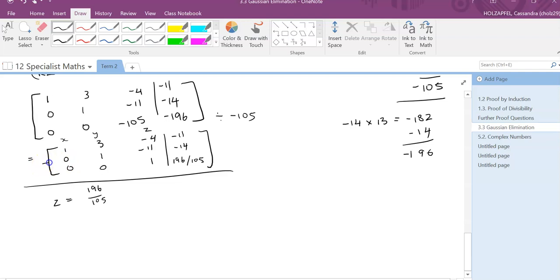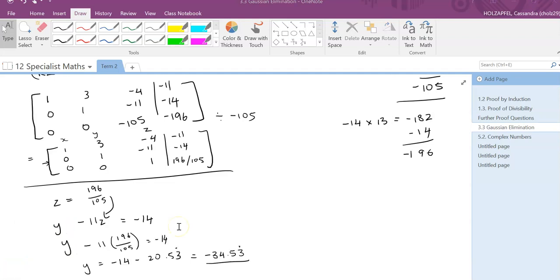Now if I go back to this second equation, I've got 0 lots of x plus 1 lot of y minus 11 lots of z, and that's going to be equal to negative 14. Now, since we know the value for z here, we can substitute in, and then we can rearrange to find y. So I'm just going to do that now off screen. Right, substitute in the value here, and I've worked out that the value for y is going to be negative 34.53 recurring.